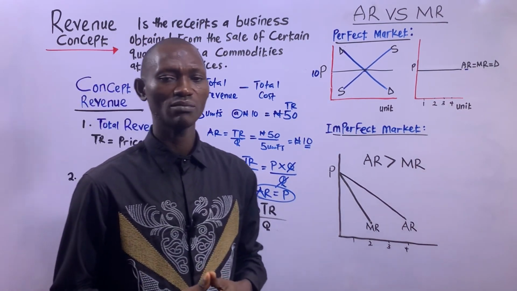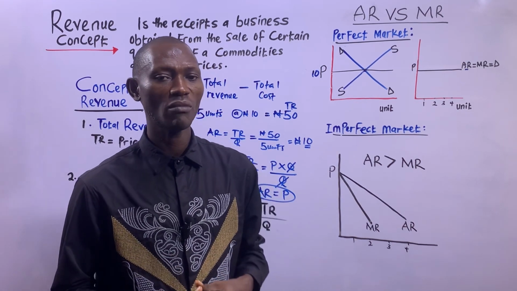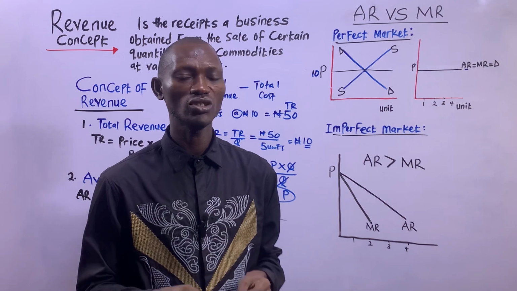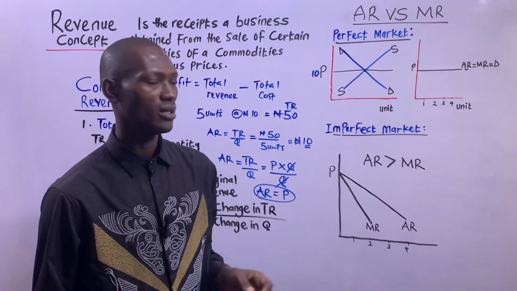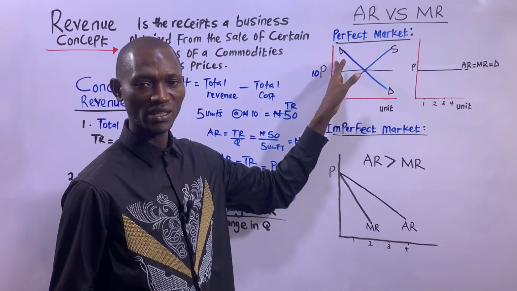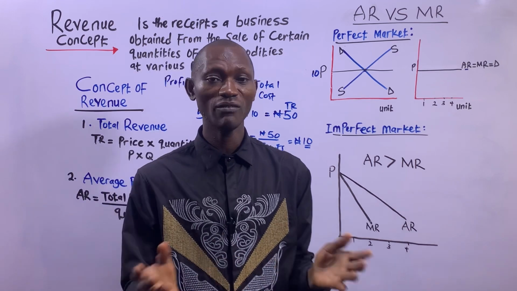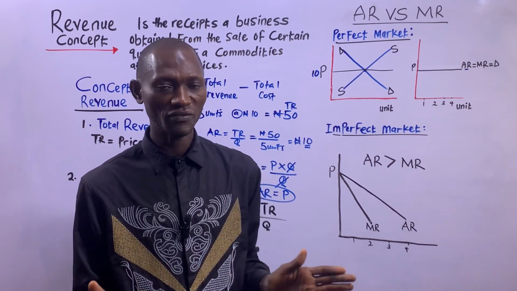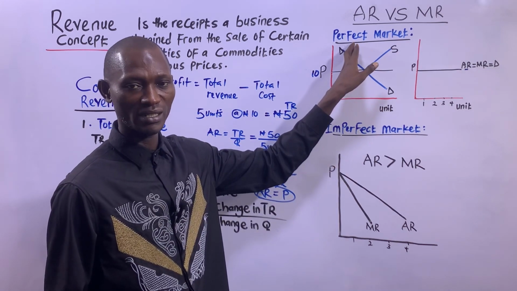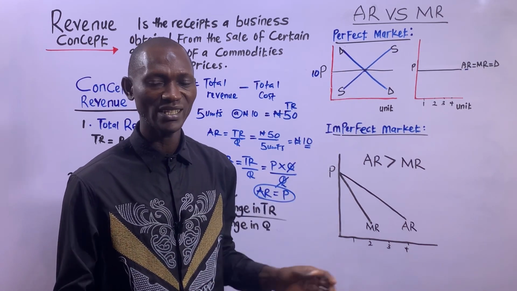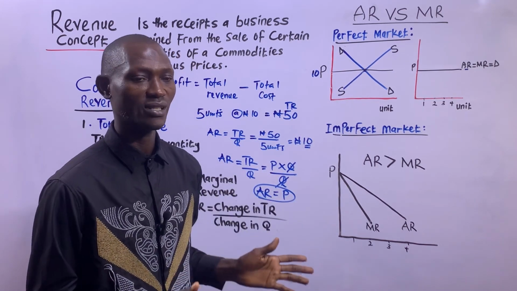When we say perfect market, we mean a market situation where there are a large number of firms selling homogeneous products at the same ruling market price. The products sold in this perfect market are homogeneous. They are identical. In fact, they are perfect substitutes. There is no difference whatsoever among the goods sold in a perfect market. So there is no packaging and no labeling of goods in perfect markets.